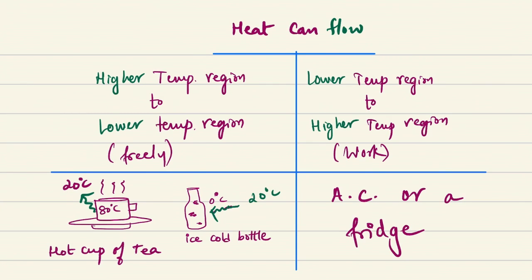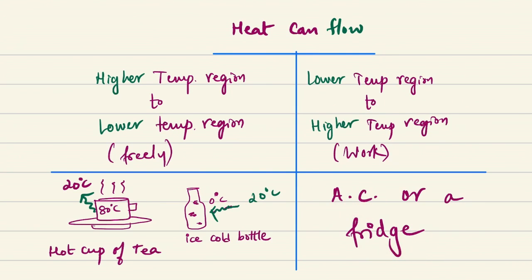Now you have not done anything in order to make heat flow from higher to lower temperature. You just kept a hot cup of tea, or you just kept an ice cold bottle, and the heat started to flow. But when we are making the heat flow from a lower temperature region to a higher temperature region, we'll have to do some work. Now the best example is present in our homes, and that is an air conditioner or a fridge.